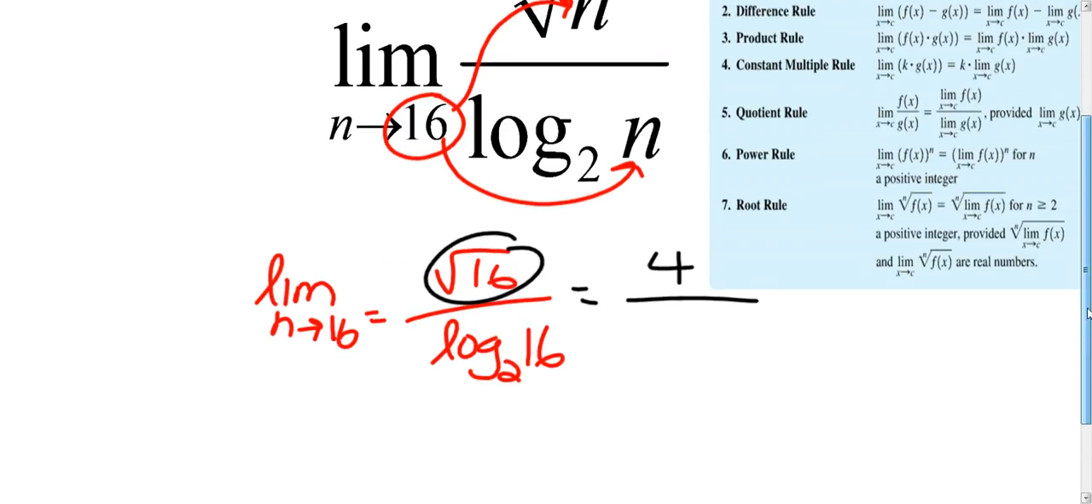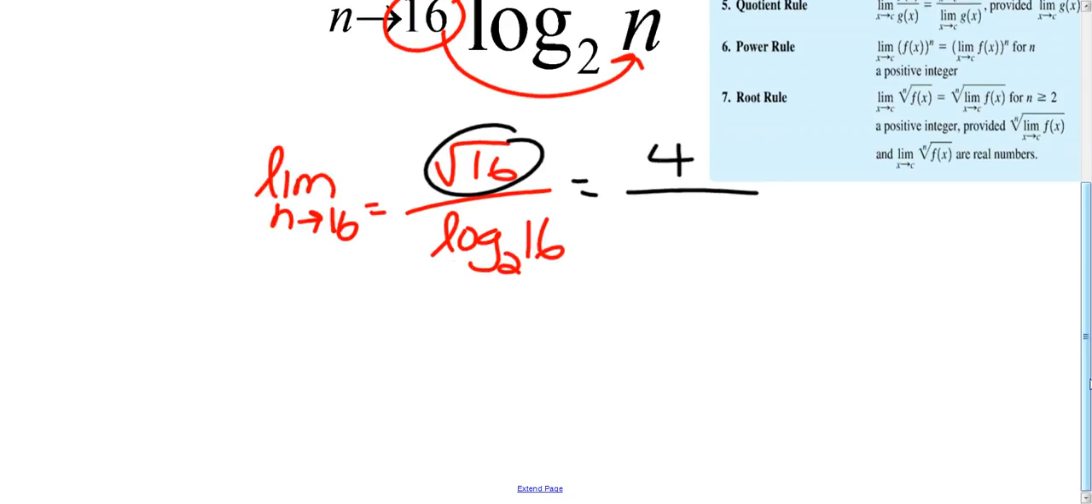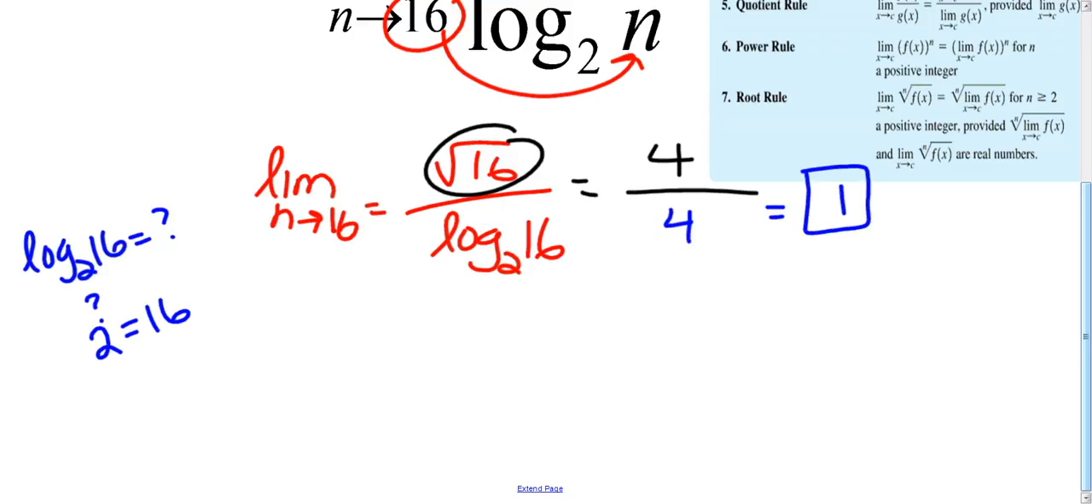The bottom part you might not know what to do. You can use your calculator if you want and figure that out. Or you can realize that log base 2 of 16 is something, and what that means is 2 to some power is 16. Well, it's 2 to the 4th power, that's 16. So this is 4, and I get 4 over 4, which is 1.